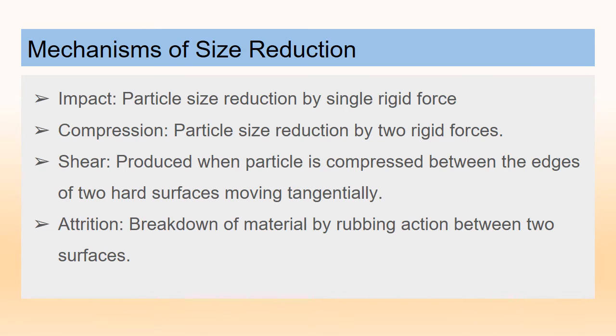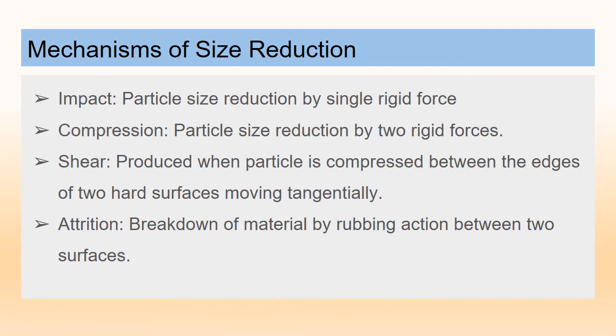Next are the mechanisms of size reduction. First mechanism by which size reduction is achieved is impact. So particle size reduction by a single rigid force. If you are hammering any particle, that process is called the impact process. That will lead to size reduction. Next is compression, particle size reduction by two rigid forces. Material or particles are compressed between two rigid surfaces, so that leads to compression.